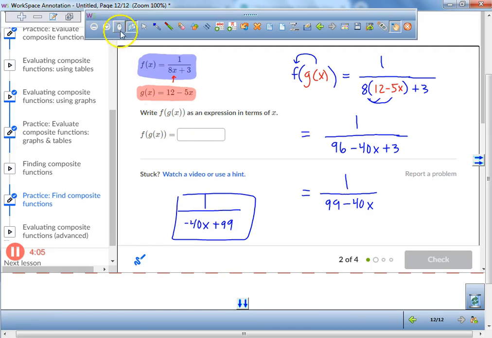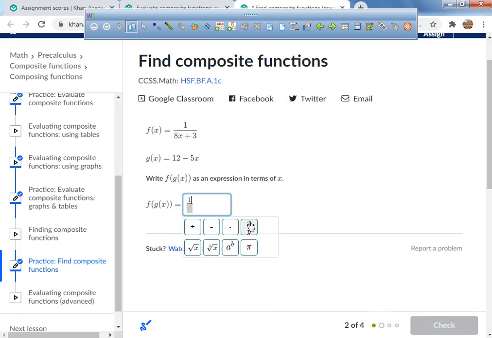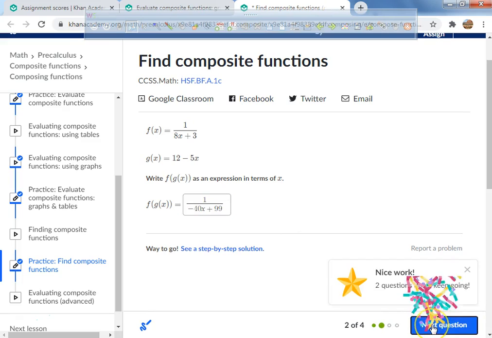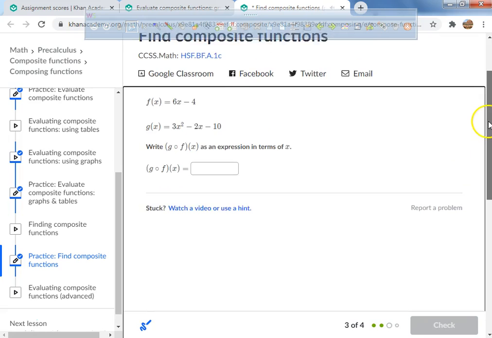All right, so right here, I'm going to go ahead and click right here. There is a little place for a fraction, so put 1. And then I said it was what? Negative 40x plus a 99. There we go.